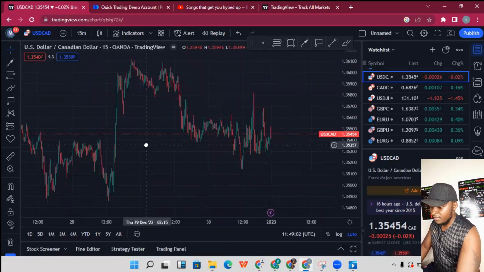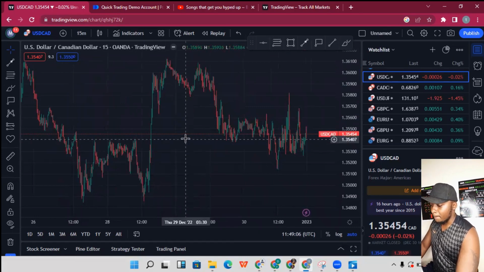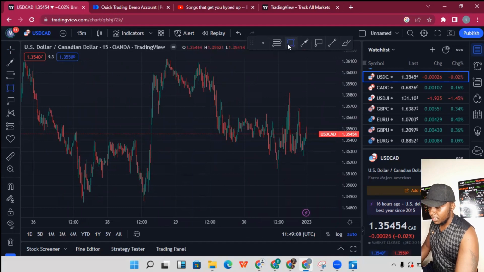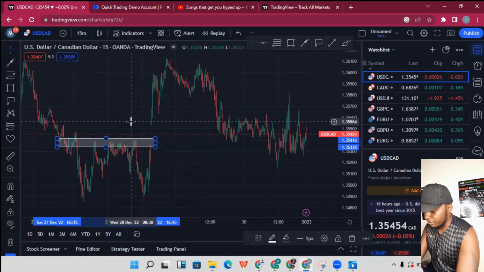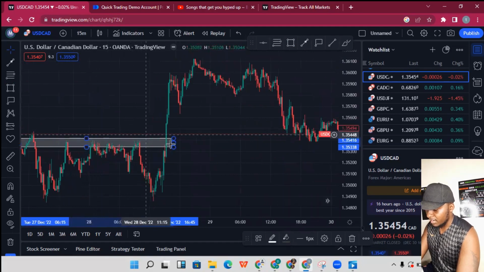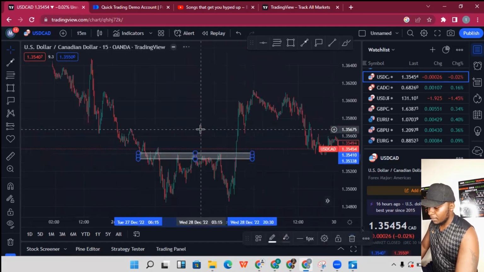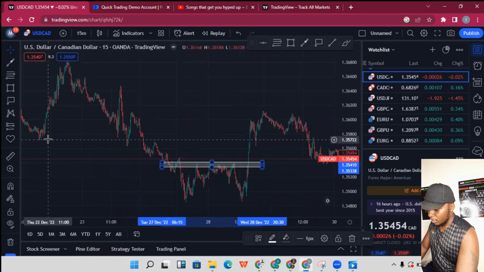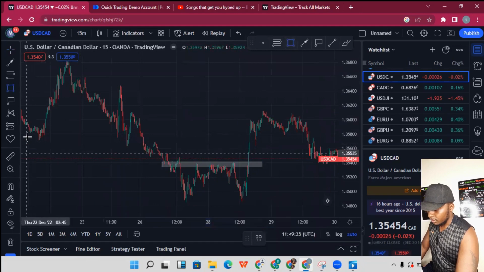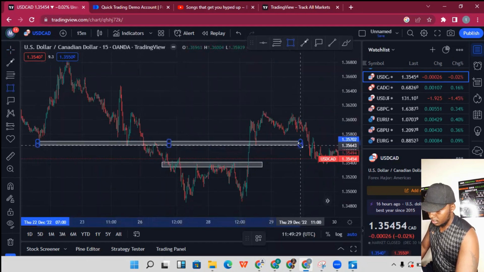Here you can see I've already identified a break level whereby price has broken our major resistance level. This one is very, very clear. Price has broken this level. Which other level has price broken? It has also broken our level here. This level also has been broken. So let's take a look at what happens.